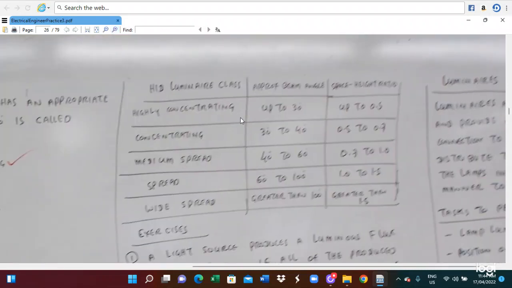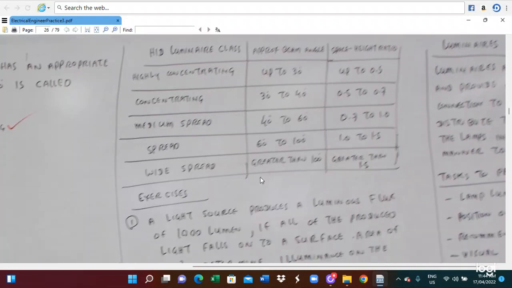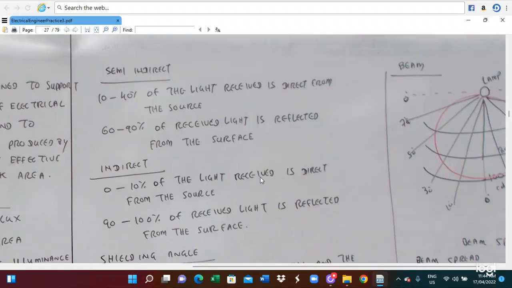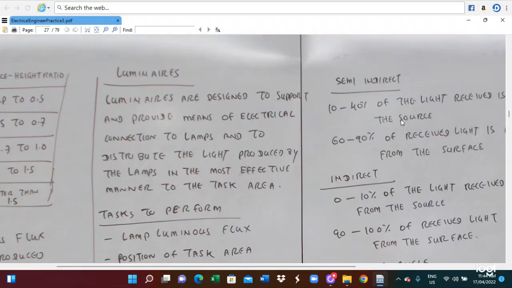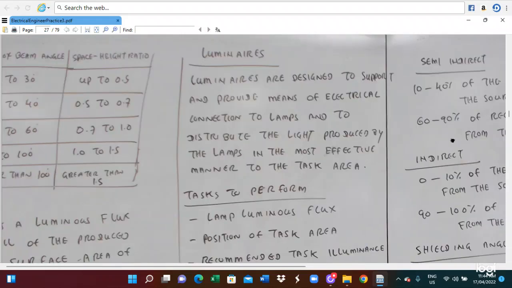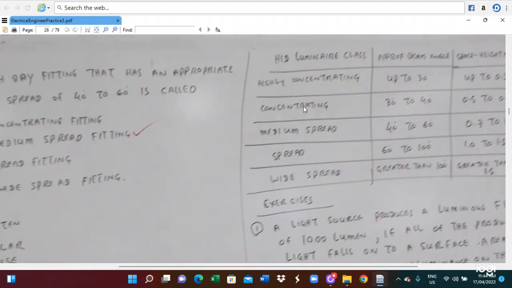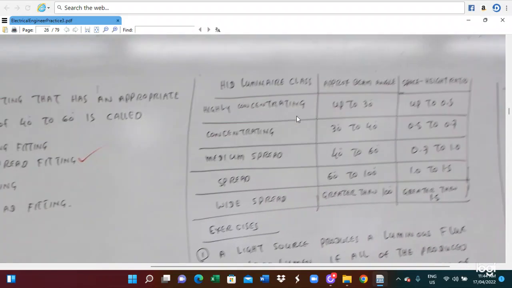Here are the illumination classes, and also their angle degrees. So this is also something you can see. Okay, we are talking about that. This is for the kind of illumination. And this table shows the high density luminance classes and their separation: how much spread and what the angle will be. So there you can see it.